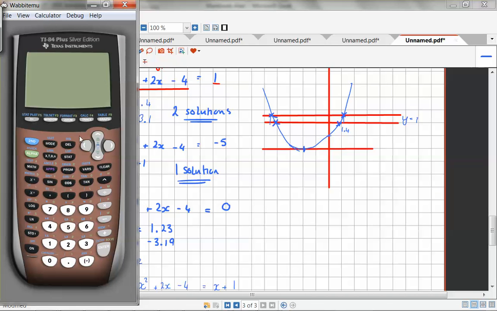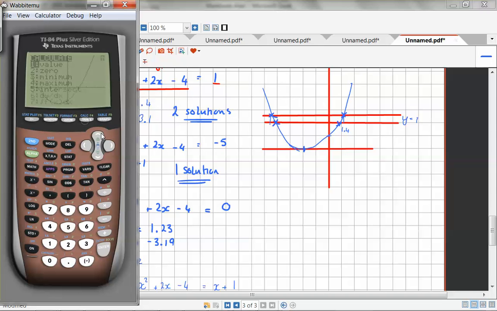I'm going to put it in again. Come on, calculator, switch on. I'm going to put it in this time like you've done, so plus 2x minus 4. Okay, I'm going to graph it. There's my graph, I'm happy with that. I'm going to find my two solutions.